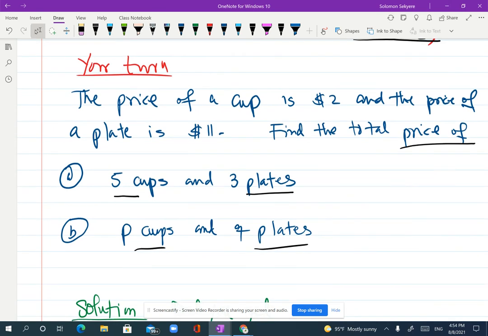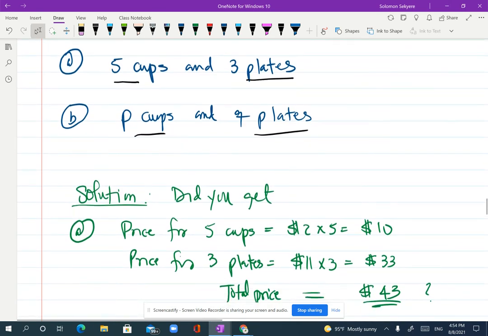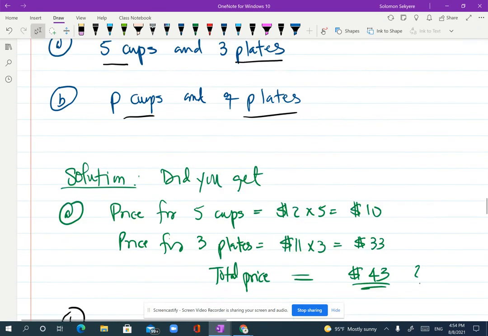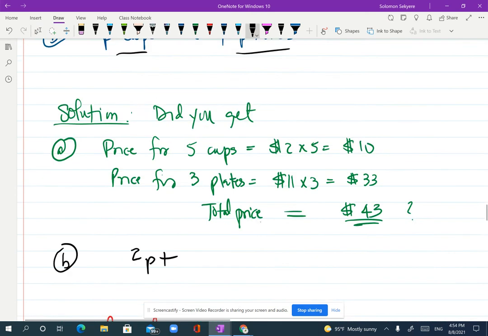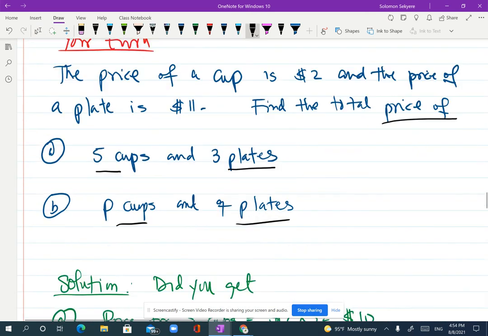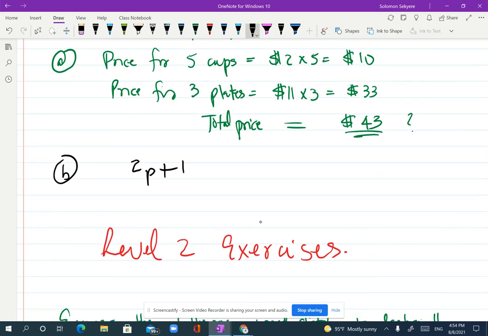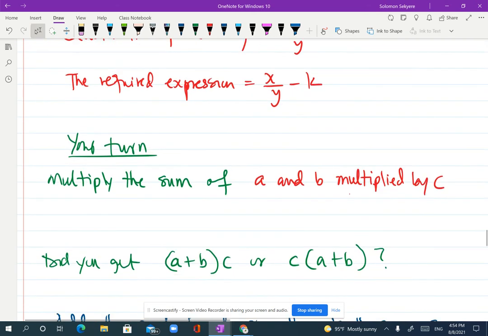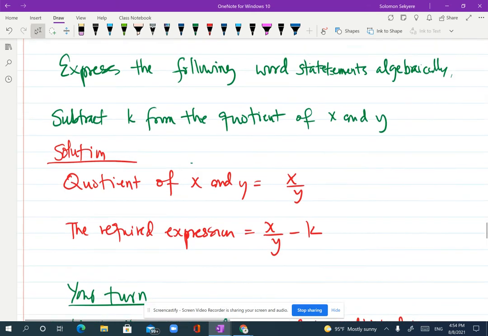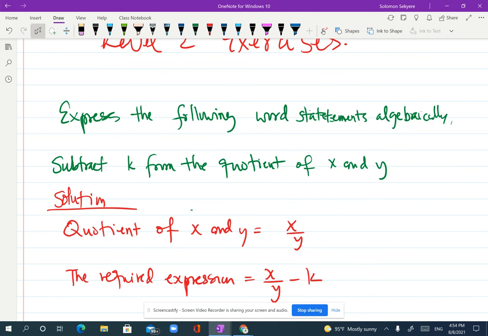So P cups is 2 times P, plus P plates is 11 times P. So that is your answer: 2P plus 11. Now let's move on to perhaps a little more advanced. Not that difficult, but okay.